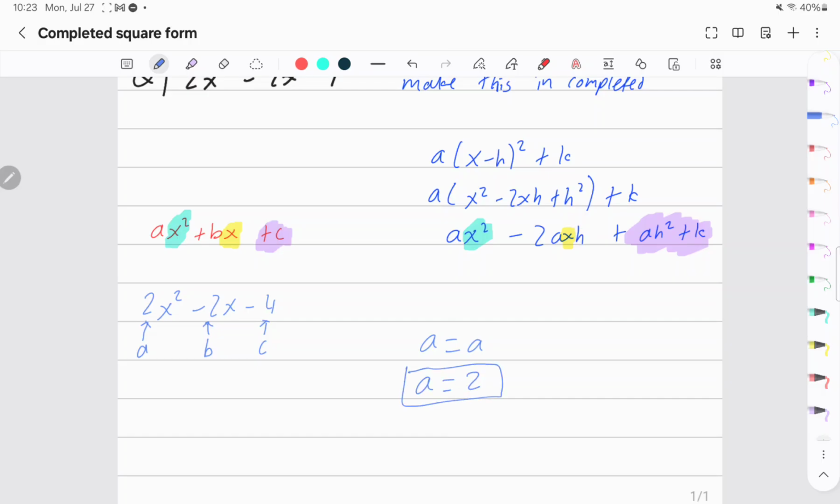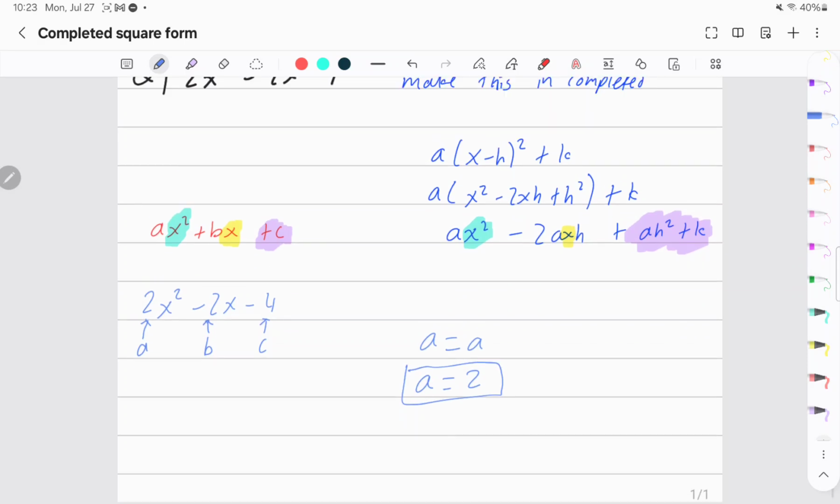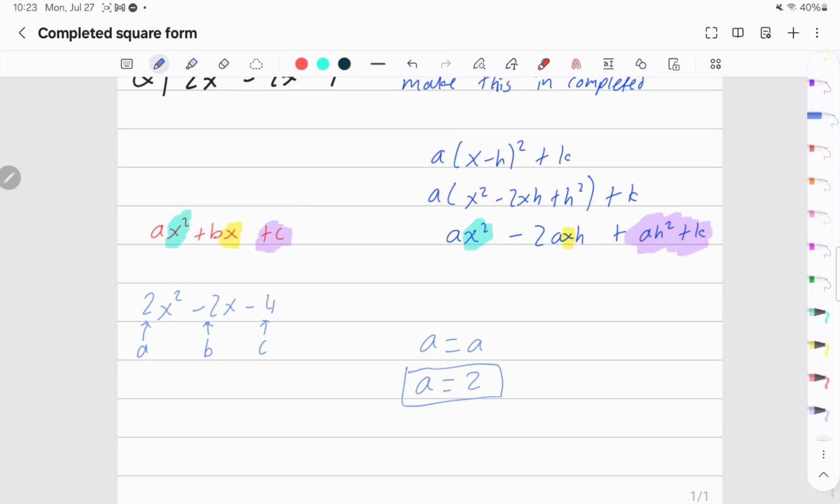One part is done. Now, in order to find your h and k, you're going to use the other one, the coefficient of x, the yellow one. So the coefficient of this yellow part is minus 2ah. And this thing is exactly the same as the coefficient of x here, which is your b. And your b in this case is minus 2.